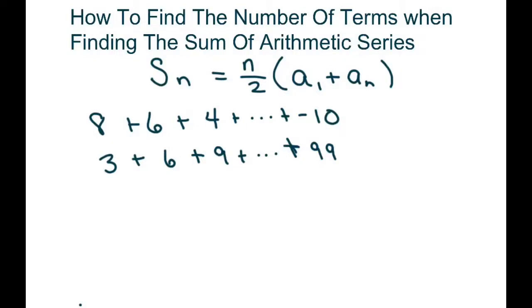Hey everybody, we're going to find the sum of these two arithmetic sequences, and we're using this formula. The problem is, for example, if I use number 1, I know my first term is 8, and my last term, or my nth term, is negative 10. But we don't know how many terms are here, unless you manually count. So what we're going to do is find the formula for n, and then use this formula after we find n. And then we're going to do these two problems.